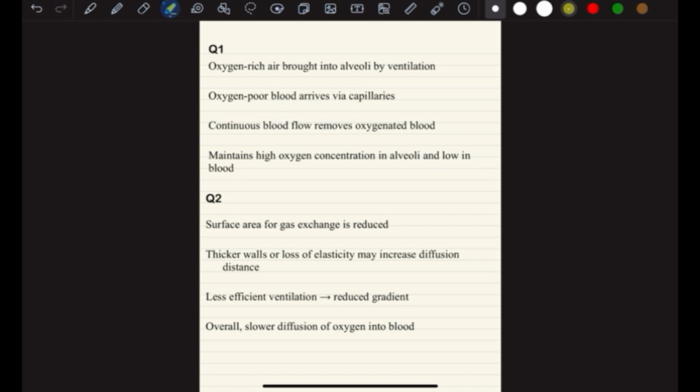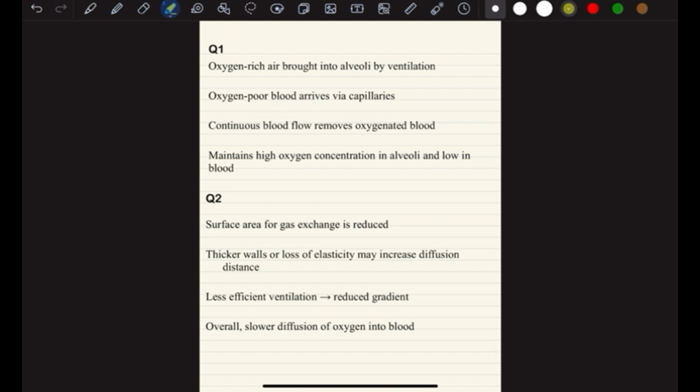Then that oxygenated blood now is going to be removed. It's going to go through your pulmonary vein, right, back to the heart. Cool. So you remove the oxygenated blood. Now, that means that you have a steep oxygen concentration gradient where there's always going to be a lower concentration of oxygen in the blood compared to the alveoli. That's your question 1. Now, question 2.